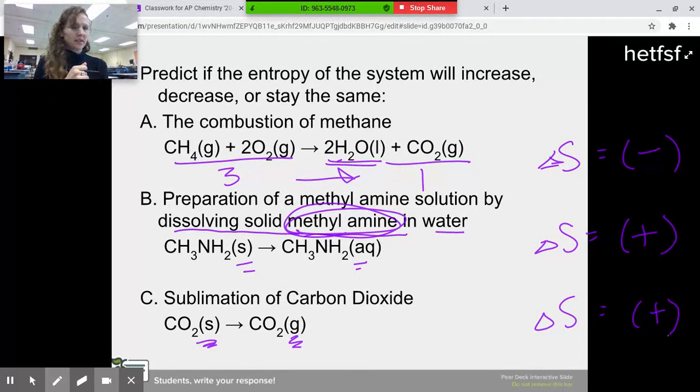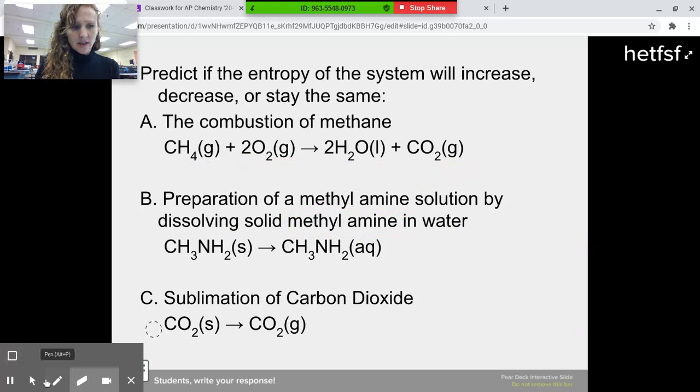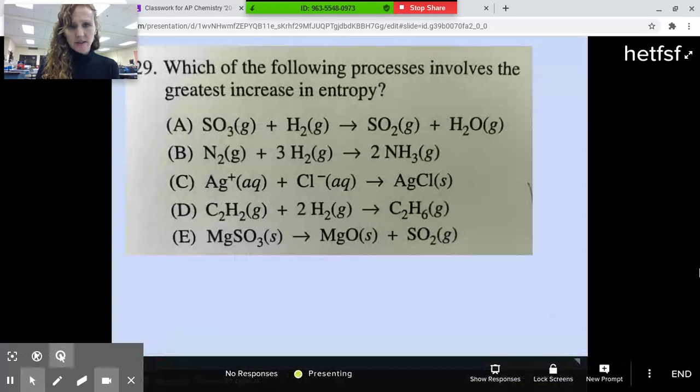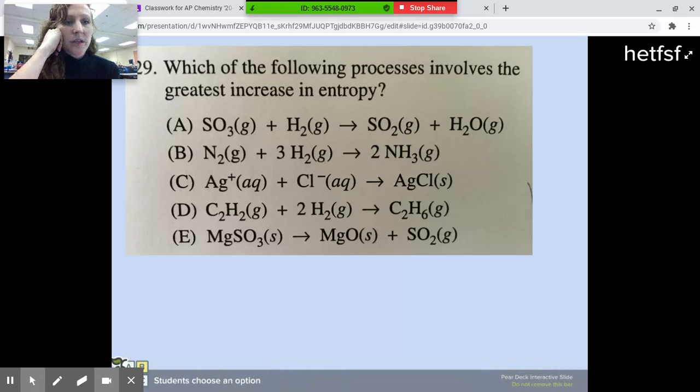Questions, comments, concerns on that one? Okay, on the next one, here we go. Which of the following processes involves the greatest increase in entropy? And go.